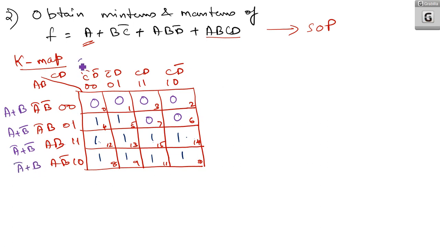So here what do we get? C or D. Then C or D bar. Then C bar or D bar. Then this is C bar or D.